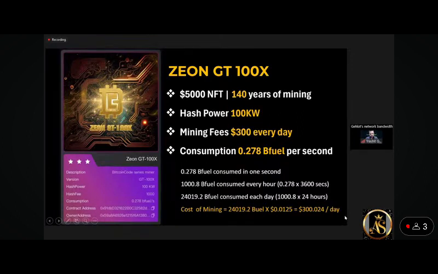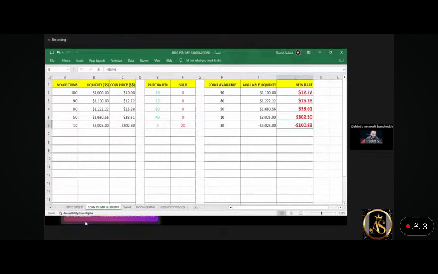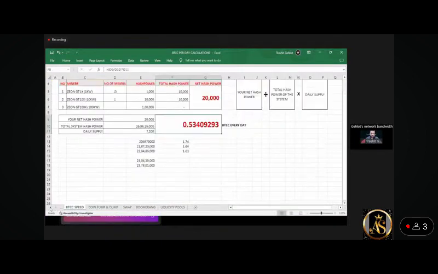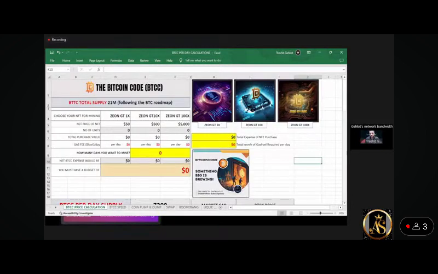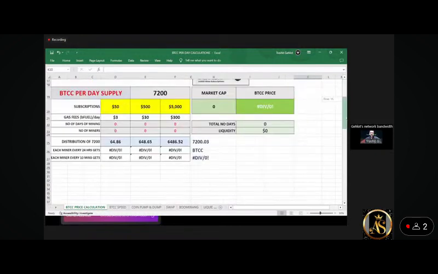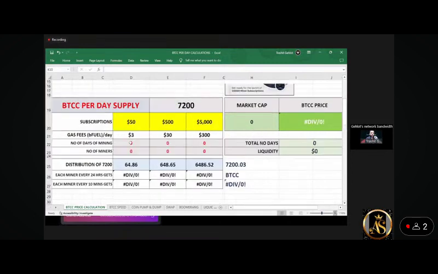So I hope you are clear with the consumption, the cost of mining, as well as the rewards or the claim, how NFTs do, right? So let me help you understand how the price of BTCC is determined and how this demand and supply is managed on BTCC.